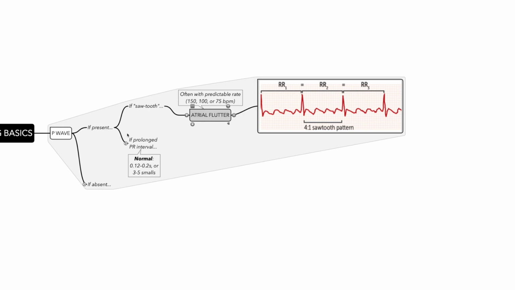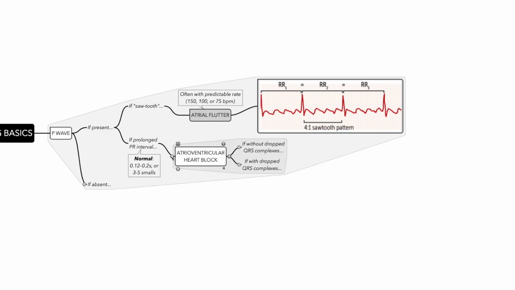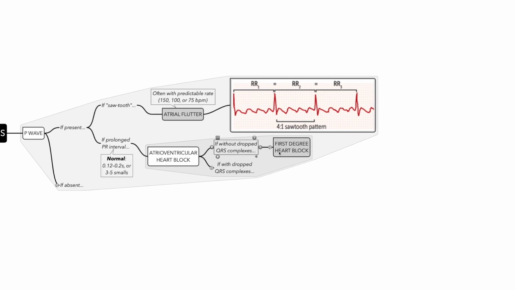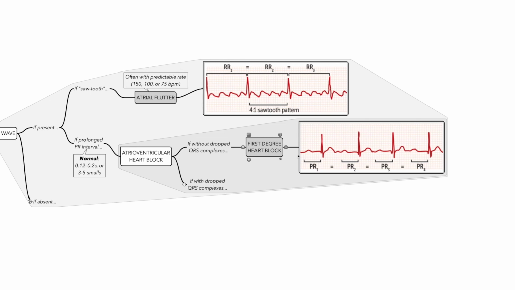If it's present and if the PR interval is prolonged, and here's reference for you, then it's probably an atrioventricular heart block. There are many types of those, so you still have more questions to ask. If it's without a dropped QRS complex, so they're not dropped from the graph, you can still see them, then this is a first degree heart block. These are usually asymptomatic, and this is what that looks like.